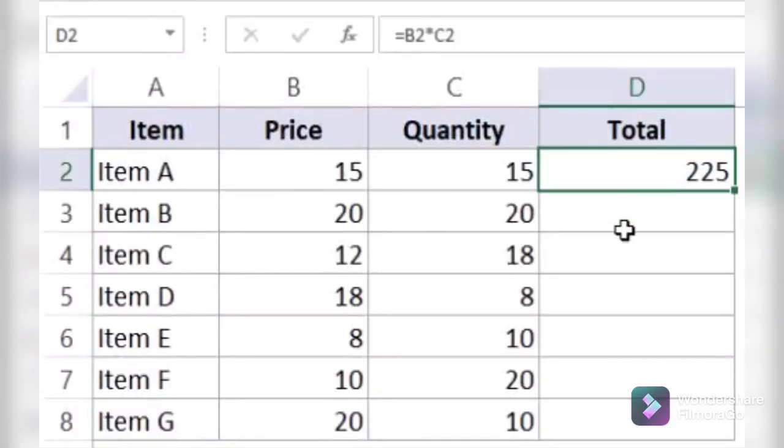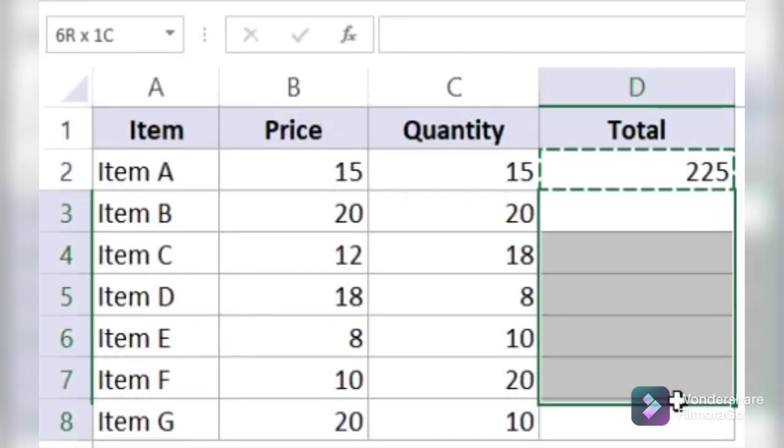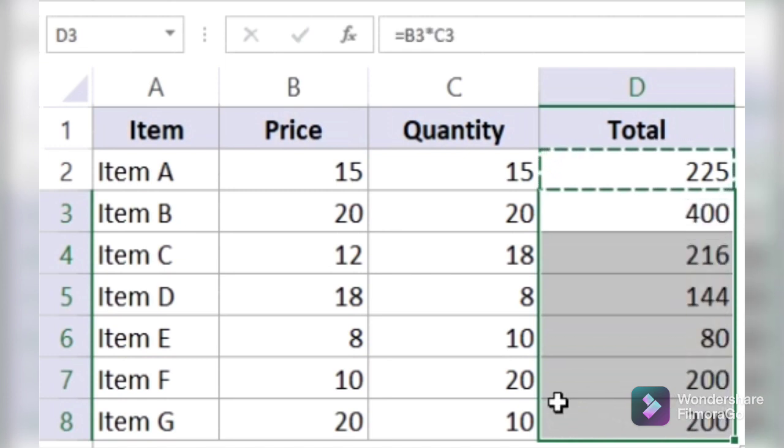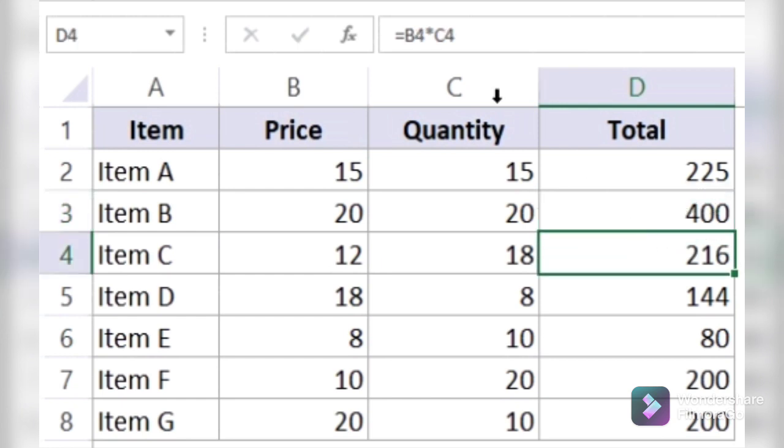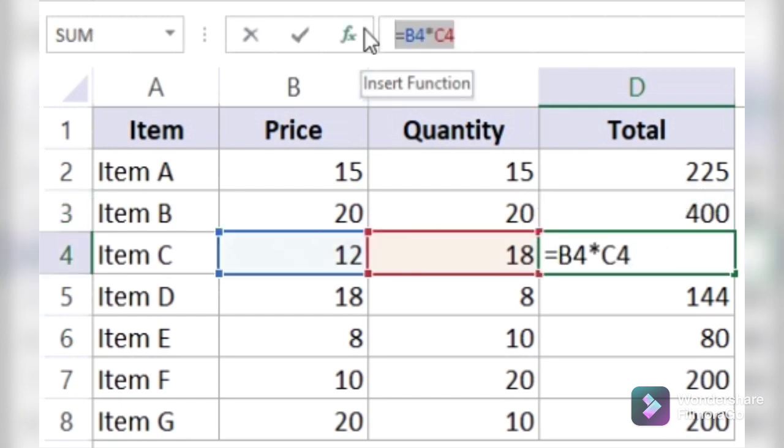Here is the working of relative cell reference. First, select a cell and write the formula. By using the autofill handle, you just need to drag it down. At last, when we release the mouse, the formula is copied to the selected cells automatically.